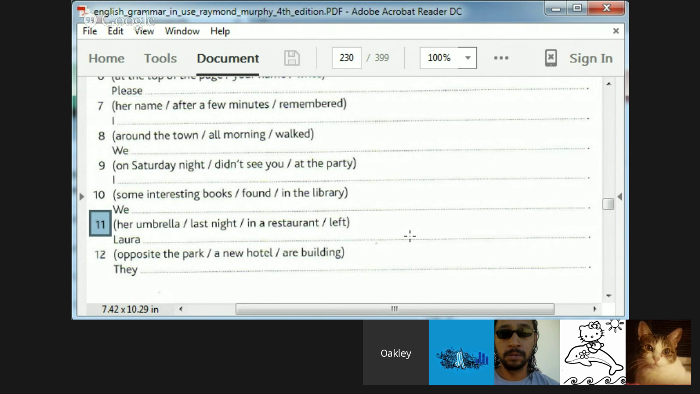In this particular case, why? Because maybe you want to emphasize last night. Or you could put it in the beginning. That's right, Mustafa. Last night, Laura left her umbrella in a restaurant. That sounds better if you really want to emphasize the time. Mark, how about the last one here? They are building a new hotel opposite the park. Okay. Very good.